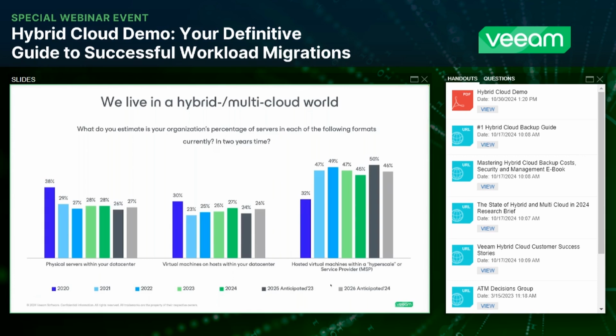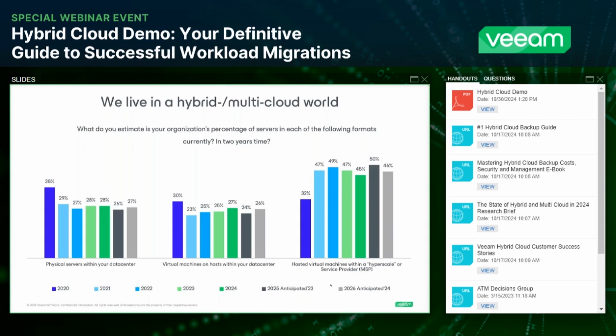No surprises there. Virtual machines on hosts within your data center, a little bit more, still a decline, but less so. But then what's really interesting is the hosted virtual machines within a hyperscale service provider like AWS, Microsoft Azure, Google Cloud, or within a regional or sovereign service provider. Those are really growing. And one of the other things that this really makes you think about is, okay, it seems like it's growing more on the cloud side than it is decreasing on the physical and VMs. That's because we just got new workloads being instantiated, and the de facto standard for a lot of organizations is to do that in the cloud, right?